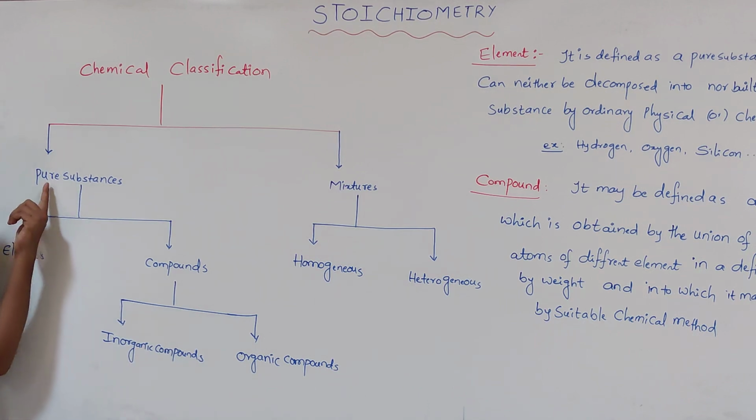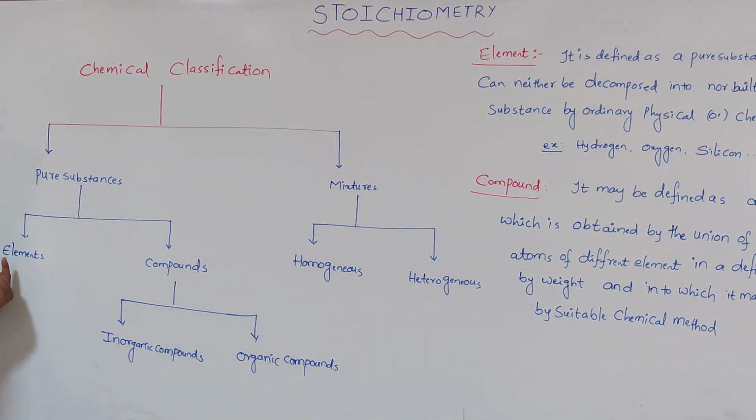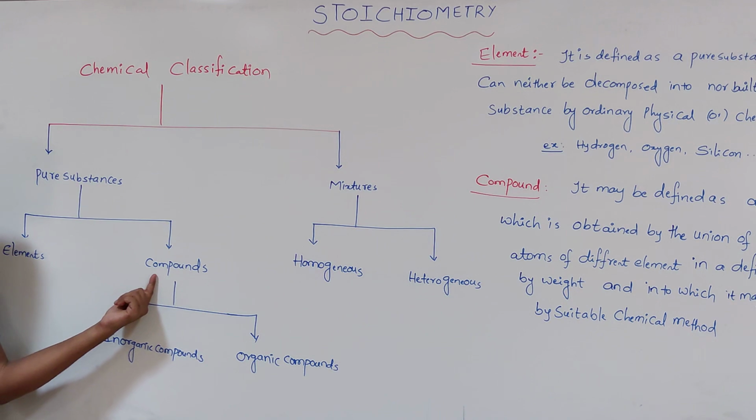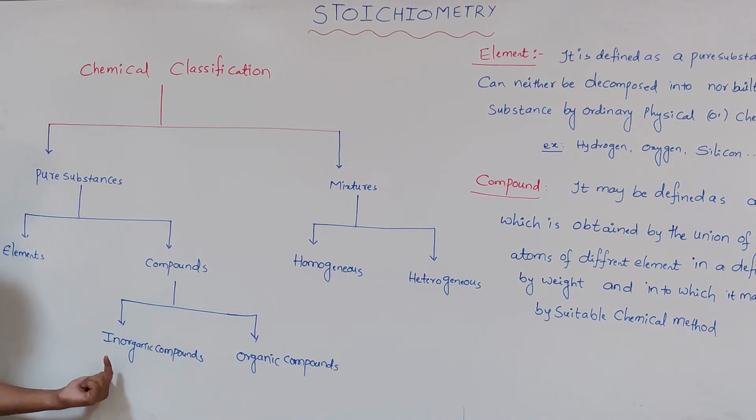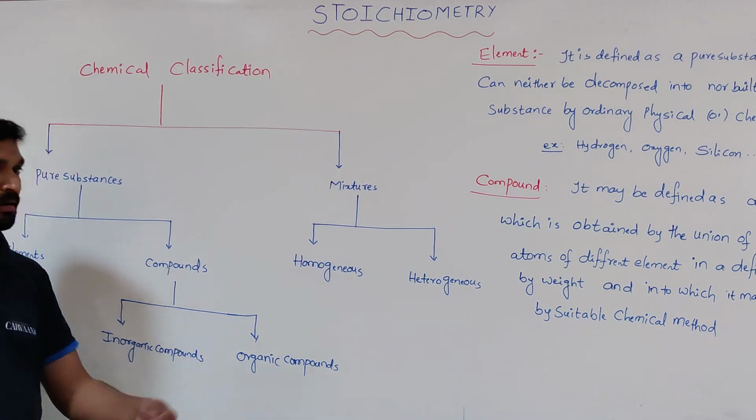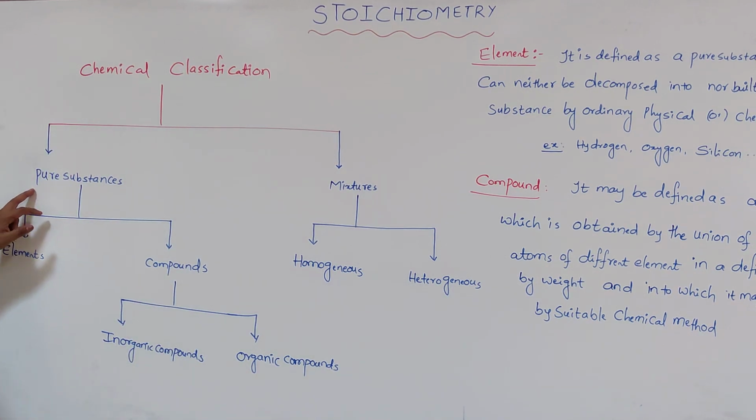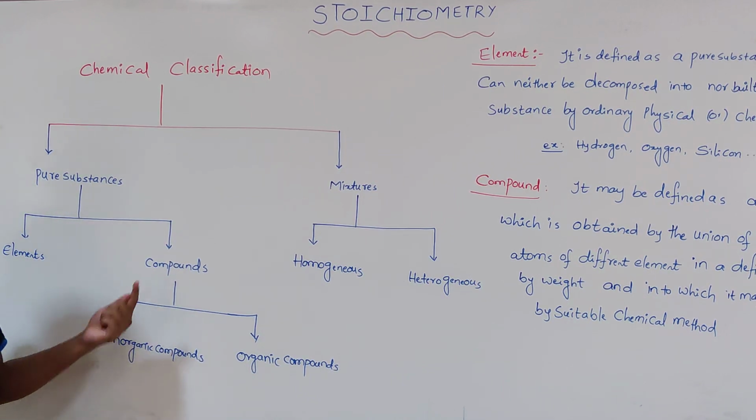Now these pure substances are further classified into elements and compounds. These compounds are further classified into inorganic compounds and organic compounds. First, what do you mean by pure substances? A pure substance consists of only a single type of particles. These are further classified into two types: elements and compounds.